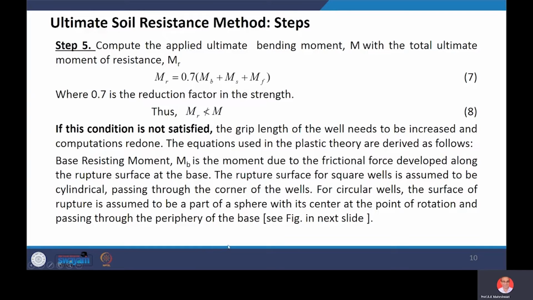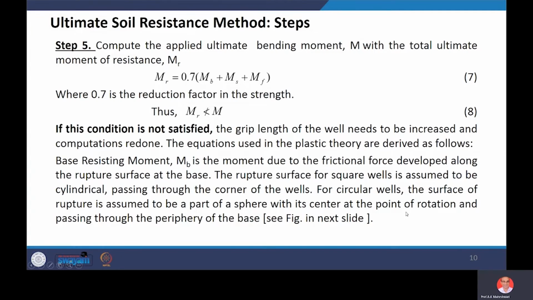The equations used in the plastic theory. Let's see how these equations have been derived; we will discuss it briefly. First of all, the basic resisting moment MB is the moment due to the frictional force developed along the rupture surface at the base. MB is the resisting moment at the base. And this rupture surface for square wells is assumed to be cylindrical, passing through the corner of the wells. For circular wells, the surface of the rupture is assumed to be a part of a sphere with its center at the point of rotation, and passing through the periphery of the base.